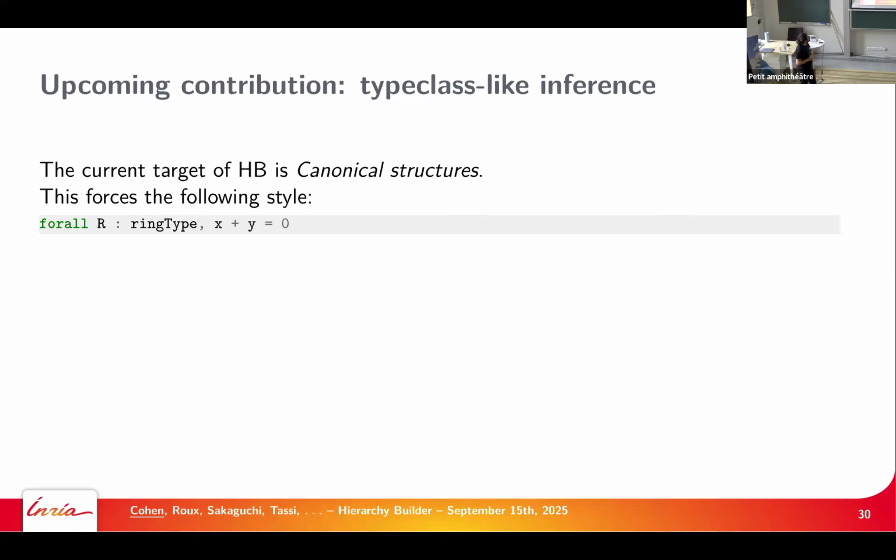Okay, another upcoming contribution that's also work in progress, and thanks to other people, is the compilation target of hierarchy builder. From the beginning, I said hierarchy builder is compiling to the canonical structure representation, and you need to write things in this way. You need to always write R is a ring, type, so I can write things. But this is not the way people contributing to MathLib or other libraries in Rocq like to always do things.